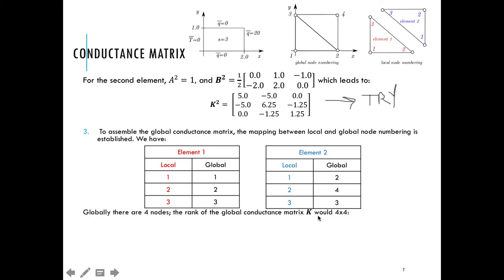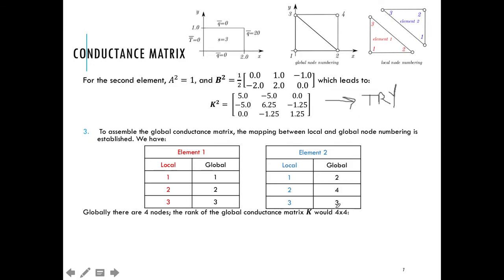Ab isko assemble karne ke liye I need to use my local to global degree of freedom map. So wo maine element 1 and element 2 ke liye construct kar liya. So element 1 ke node 1, 2, 3 correspond to global 1, 2, 3, right? So I get this. Whereas element 2 ka 1, 2, 3 corresponds to global 2, 4, 3. 2, 4, 3. So that's what I've got.